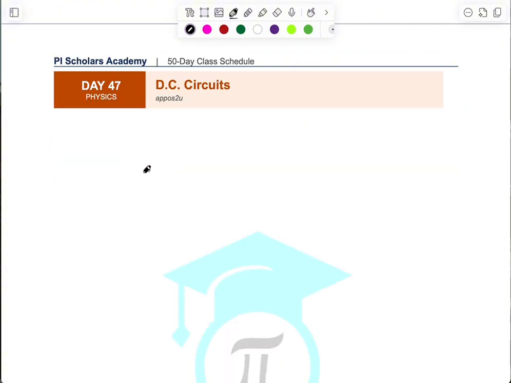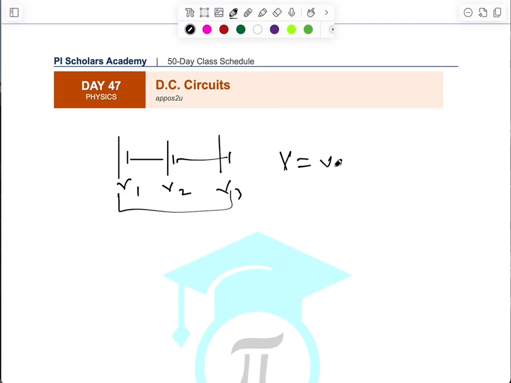When cells are connected in series, this long side is the positive terminal of the cell, and this small side is the negative terminal of the cell. So when you have cells connected in series like this, with other cells connected in series as well, if this is V1, this is V2, and this is V3, the net voltage is going to be V1 plus V2 plus V3. So take note of that.